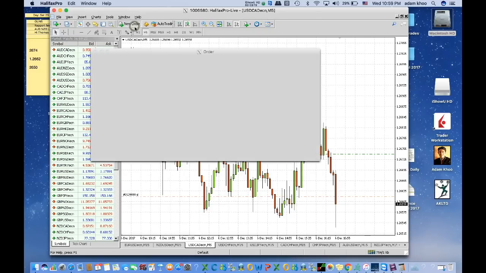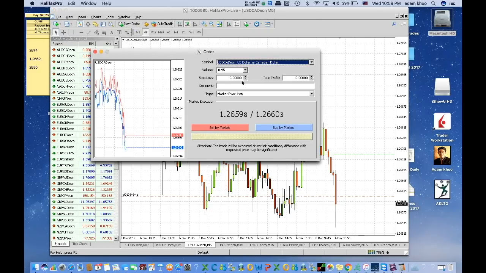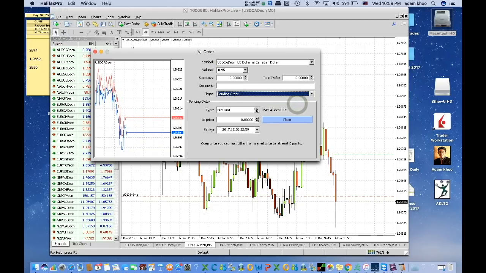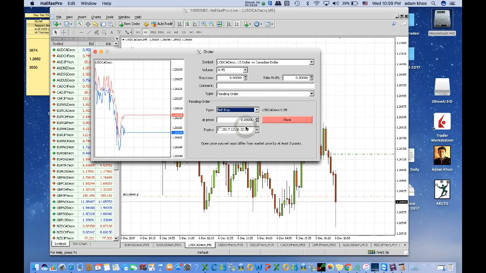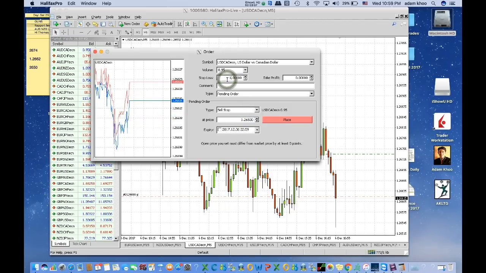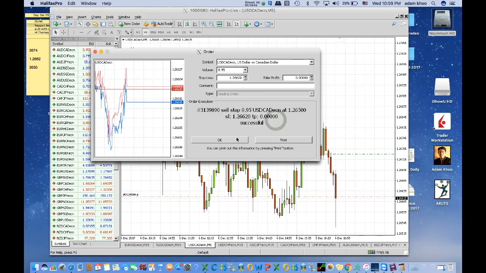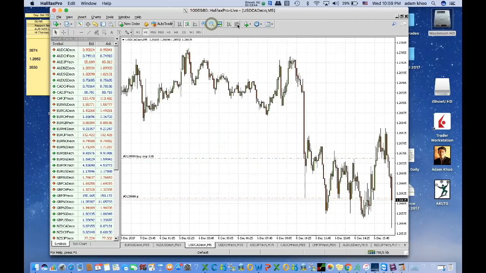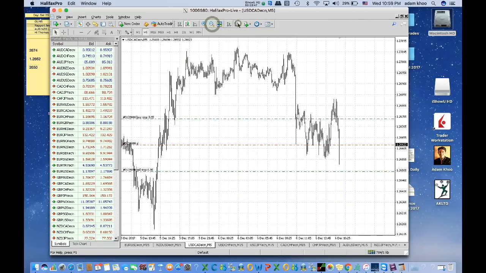Okay, next I'm going to put in my short order. So again, I'm going to put a sell stop now at 1.2650. Stop loss at the current market price, 1.2662. Okay, so there we go. So as you can see, the market is now here. And let's see what happens.